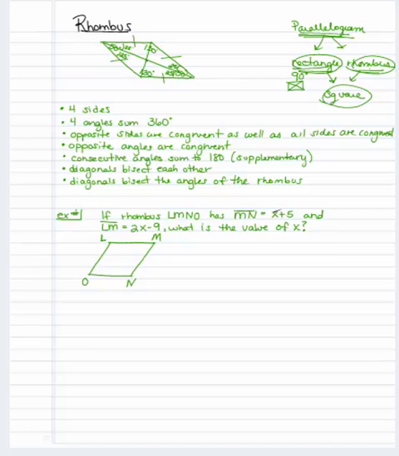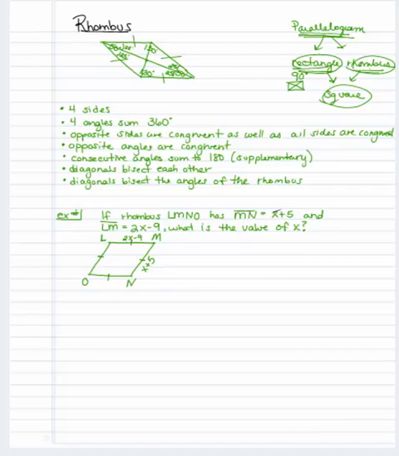I'm going to put x plus 5 on the picture for MN, and for LM, I'm going to put 2x minus 9. Now be careful, these are segments, so they're side lengths. So there's no 180 involved in any of this. These are side lengths.